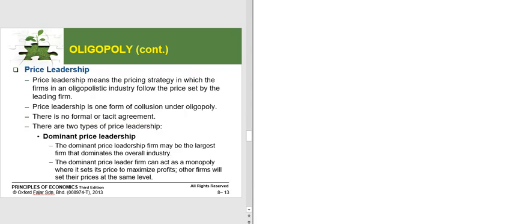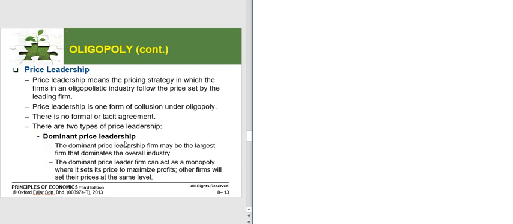Now let's look at a few theories or terms for you to understand what we mean by mutual interdependence in this oligopoly market. The first one is price leadership. Price leadership means a pricing strategy that is usually practiced in oligopoly market. Like what I said just now, if one firm changes the price in the market, the other firms will also follow.